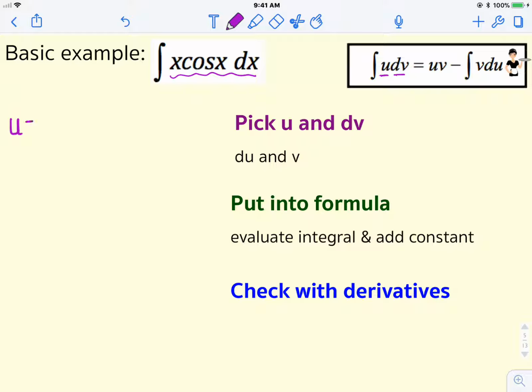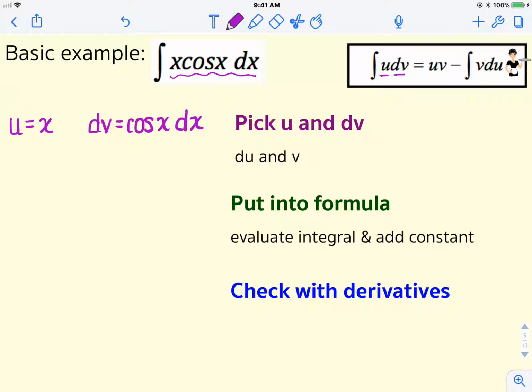So we're going to suggest that the part we consider u be the x, and the part that we consider the dv be the rest of it at this moment: cosine of x dx. In other words, we are going to be splitting what that integrand has into something we can take the derivative of and something we can integrate.